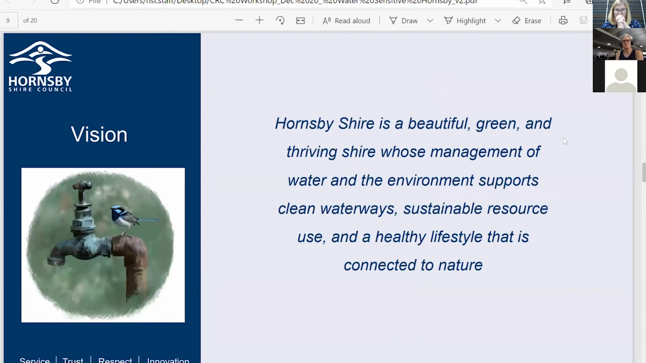From those initial workshops, we developed a vision for Hornsby. And this vision is very similar to some of the visions we have in the other strategies, like the biodiversity strategy and the urban forest strategy. So that was a good benefit of doing these strategies together.